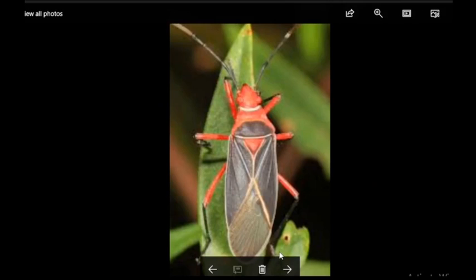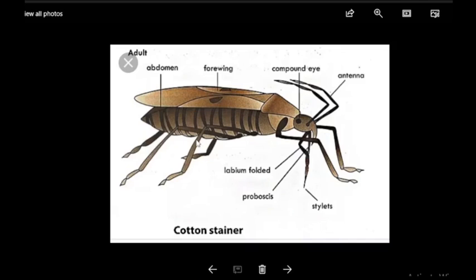This is what the cotton stainer looks like. This is an example of the cotton stainer. It prevents cotton from reaching full maturity. It stains the cotton as well as destroys the boll of the cotton. So this is a cotton stainer, and this is a labeled diagram of the cotton stainer. You can see the parts of the cotton stainer. So that is basically what the cotton stainer is about.